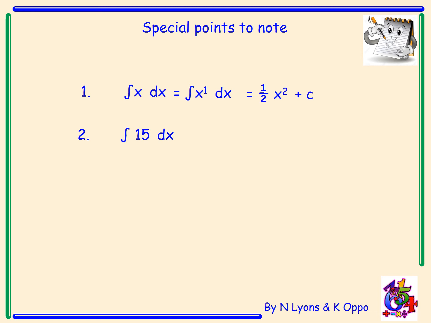Point 2. Well, what happens if I try to integrate a number, a constant? In this example it's the number 15. So if I integrate 15 with respect to x, how does that work? There isn't an x. Well, you can think about it as actually having an x to the power 0, because we know that x to the power 0 equals 1. Now, if we do that, we add 1 onto the power and divide by the new power. So we've really got x to the power 1 divided by 1, and that gives us 15x plus c.